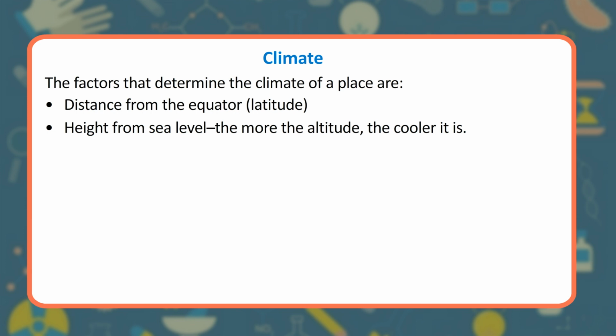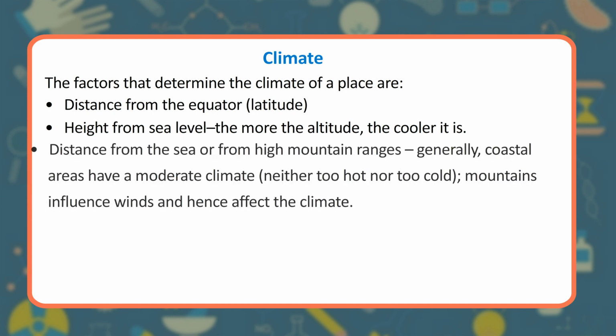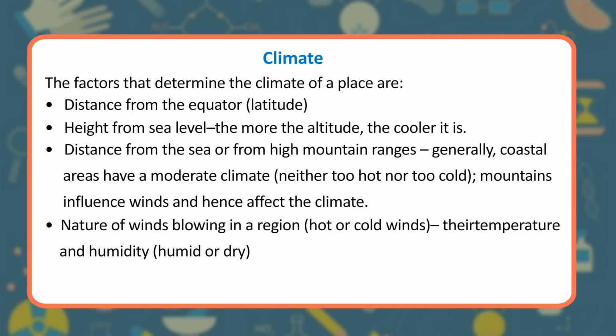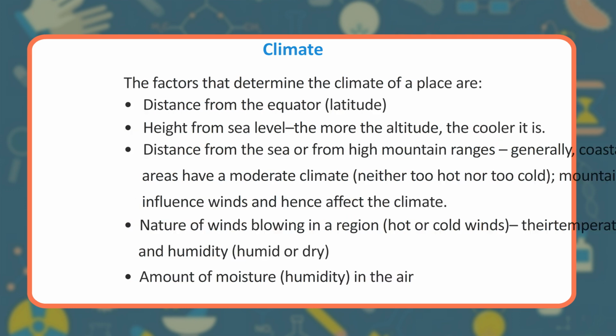The more the altitude, the cooler it is. Distance from the sea or from high mountain ranges: generally, coastal areas have a moderate climate, neither too hot nor too cold. Mountains influence winds and hence affect the climate. Nature of winds blowing in a region: hot or cold winds, their temperature and humidity, humid or dry. Amount of moisture, humidity, in the air.